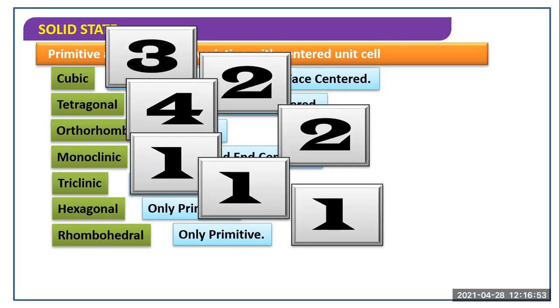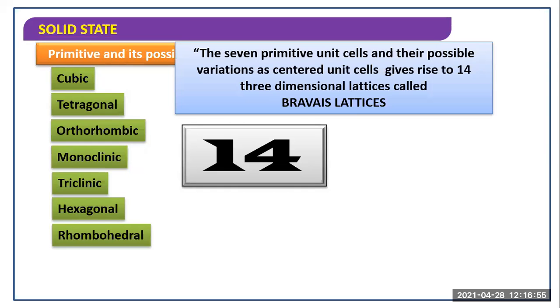This is the number. So we have total 14 Bravais lattice. The scientists who discovered this type of lattice found that 7 primitive unit cells and their possible variations as centered unit cells give rise to 14 Bravais lattices.